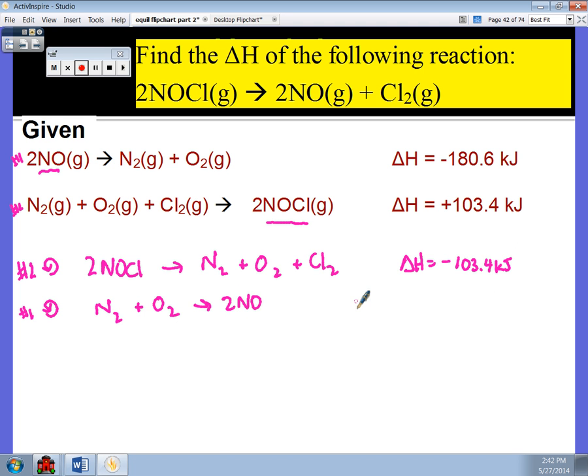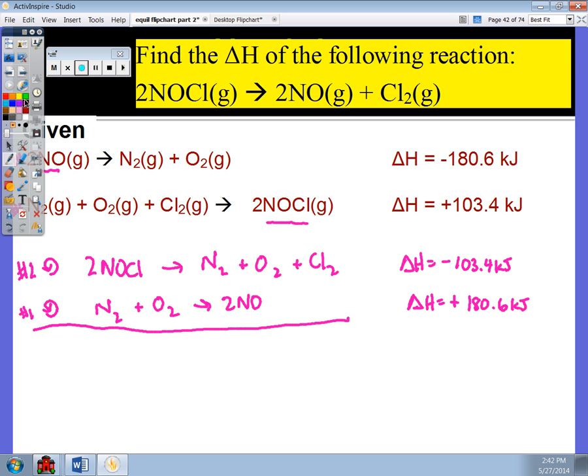Since when I flip that, I will also have to change the sign for the heat or the enthalpy. So it's now going to be a positive, not a negative. I also wanted to have chlorine as a product, and right here I have chlorine as a product. So I'm going to go ahead and leave that there and see how it works out. I'm going to take these two equations and add them together.